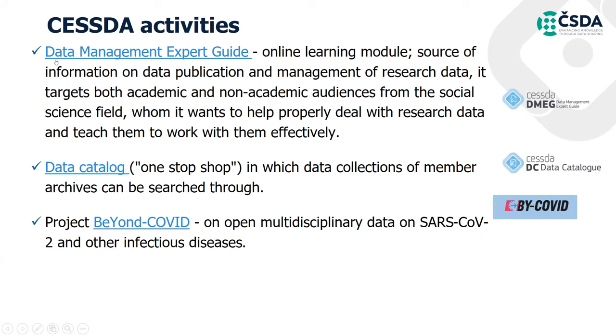important activity of CESSDA is the data catalog, because it would be quite difficult to go through all the 23 data collections, even if they are online. So this online data catalog serves as a one-stop shop, or one page, one search tool, which you can use for searching through all the member archives. The data are still kept in individual archives, but the metadata are in this CESSDA data catalog in one place.